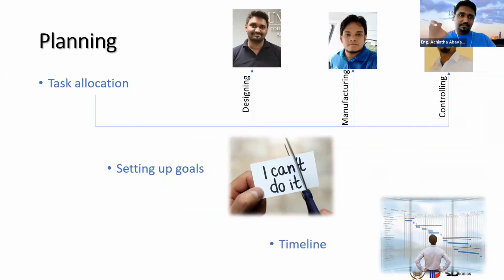After that was done, we had to set up goals. Setting up goals was another challenge, because we had to set goals that could be achieved within the time period we were given, and we knew we were not going to make a bionic arm that is like the real Bionic arm. It would be a very ugly one, but it should be able to do the work as we intended.